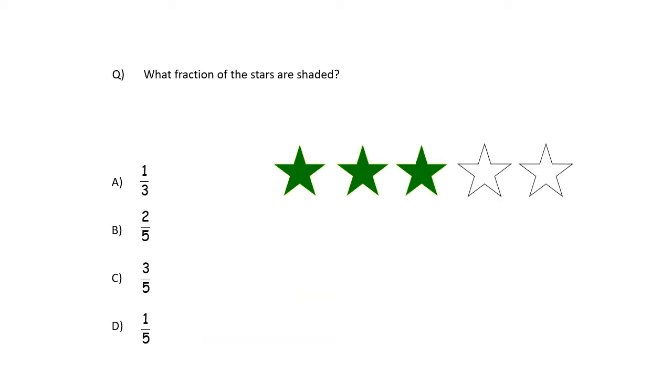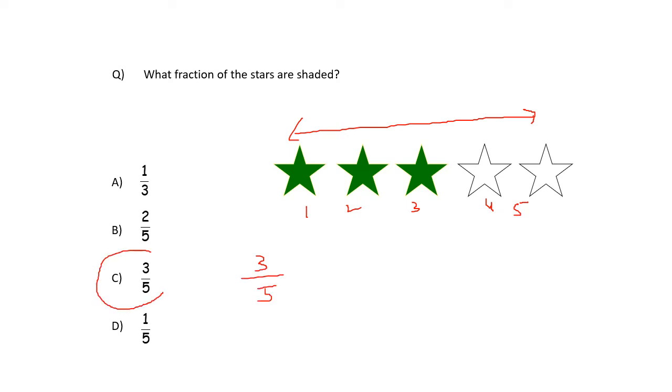Let's try one more question. What fraction of stars are shaded? So see, the total number in the collection is 1, 2, 3, 4, 5. Out of 5, 3 are shaded. So the answer is 3 over 5. This option C is my correct answer.